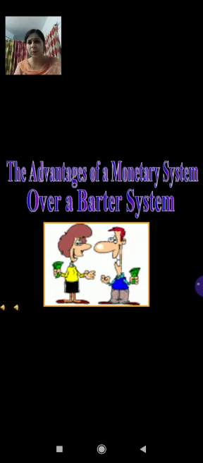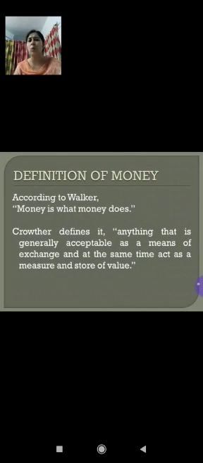We need not talk about the advantages and disadvantages of the barter system and monetary system. We just have to talk about in this chapter what money means exactly. We need to talk about the definition. So we'll be talking about two definitions of money, the first given by a very famous economist, Professor Walker, and the second, we need to learn the definition of money given by Crowther, right children? So what does money stand for?